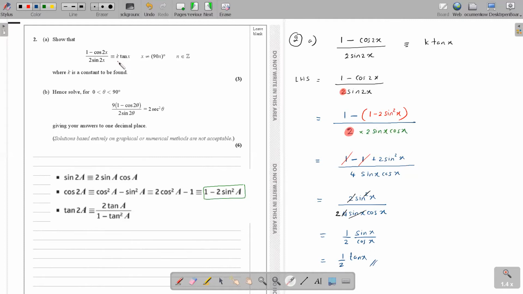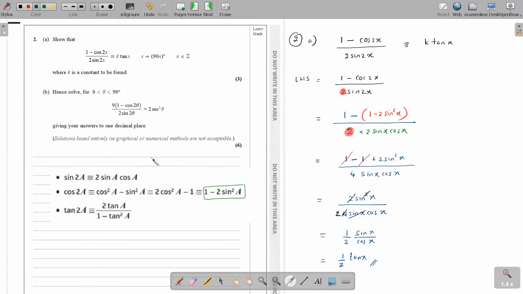So moving on to part B, hence solve for theta. As you know, whenever you see the word hence, it means to use the help of part A. So solve for theta between 0 and 90 degrees. So the range is in degrees, so bear those things in mind. Solve for theta between 0 and 90 degrees: 9 times (1 minus cos 2 theta) over (2 sin 2 theta) equals sec squared theta.